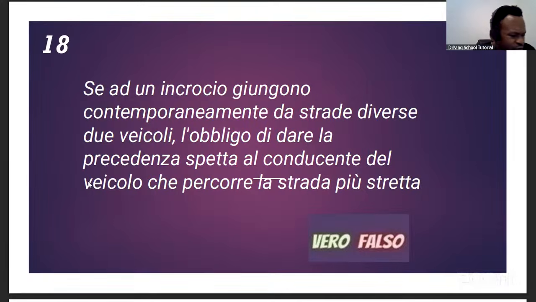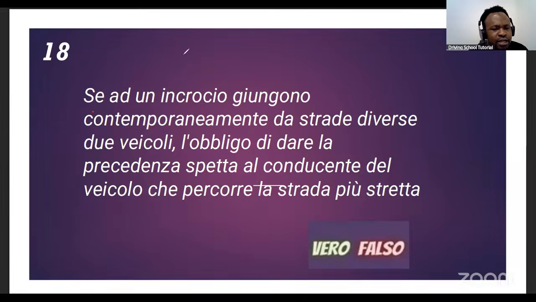It's like so many of us, we don't understand the question. Let's go. Se ad un incrocio giungono, that is, if, for example, at a junction, giungono here is referring to vehicles, in plural. That is more than one vehicle.